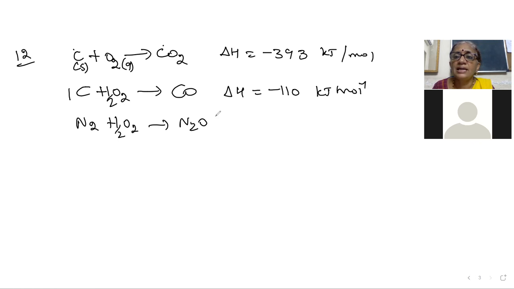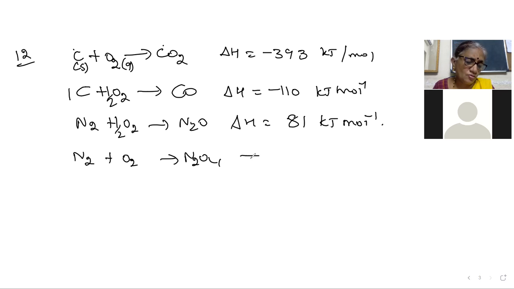We have to first balance the equation according to our requirement. For this, del H is given as plus 81. These two are exothermic reactions, that's why energy is released. This is an endothermic reaction, so energy is absorbed. And the last one, N2O4: N2 plus O2 gives N2O4. For this, the del H is 9.7 kilojoules per mole.